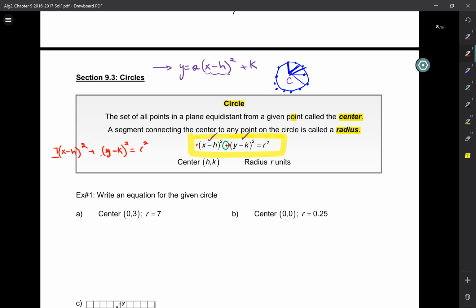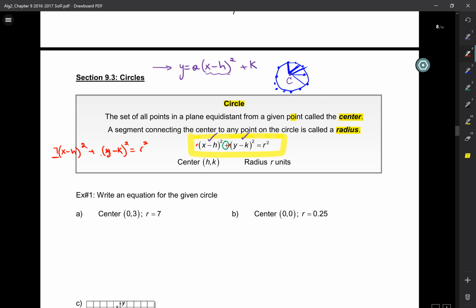Isn't a circle just 2 parabolas? No. It's not 2 parabolas. It's 2 semicircles, but not 2 parabolas. Because a parabola would be like an egg, it would be something else. Okay.